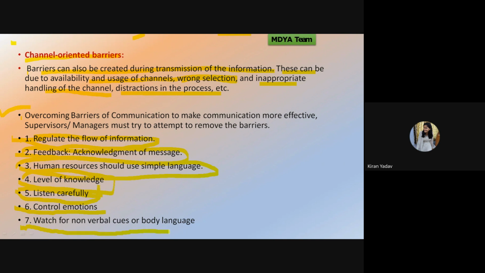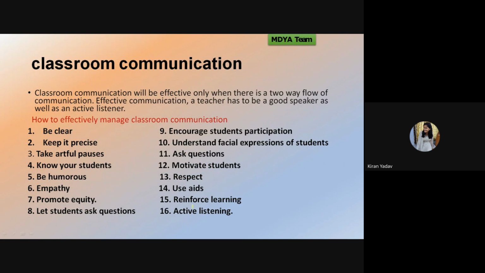Watch for non-verbal cues or body language. So for effective communication, we should not only words speak louder than actions. Sorry, actions speak louder than words. So we should also pay attention to non-verbal cues and body language. Then let's do this, then we will do the rest tomorrow.